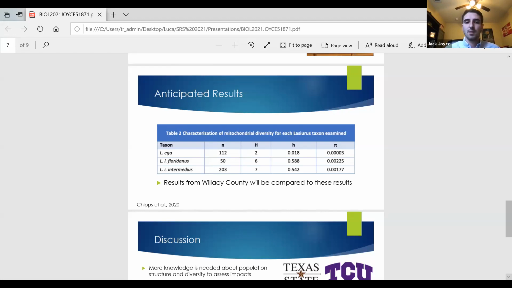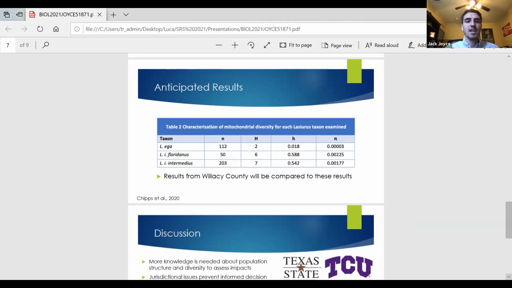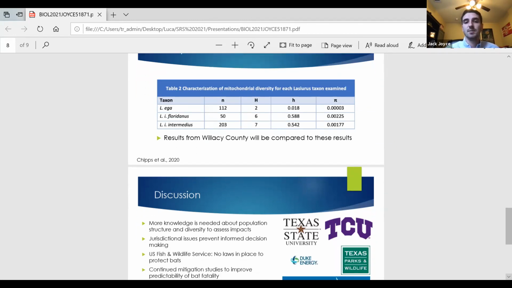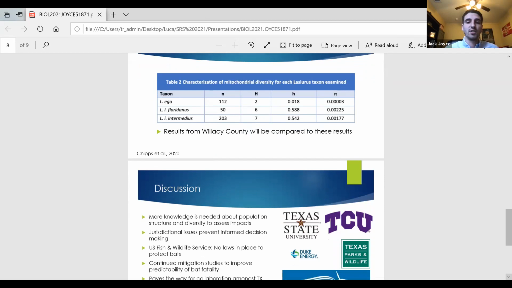Essentially what these numbers mean is, for the Lasiurus ega, the southern yellow bats, for example, if you were to take 2 bats from this population, there's essentially about a 2% chance that they would have unique haplotypes. In comparison to the floridanus and intermedius subspecies, that's closer to a 60% chance or a 54% chance. So the southern yellow bats are experiencing much less population diversity in comparison to the northern yellow bats. And the results that I obtain from Willacy County will be compared to these results.